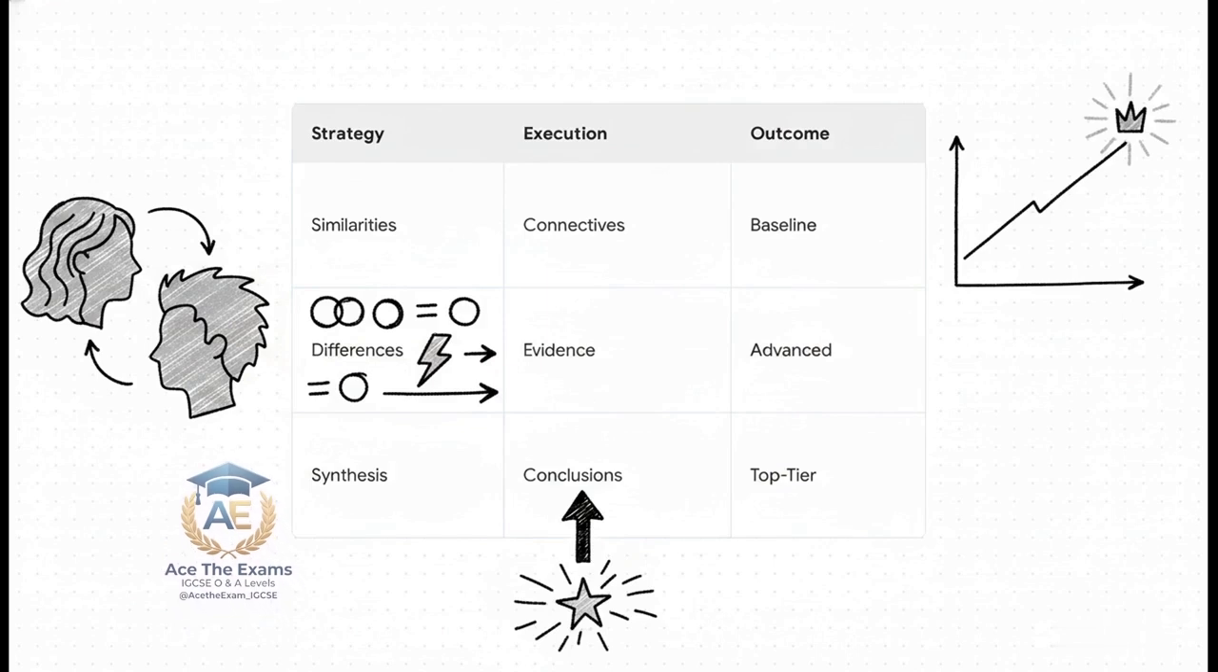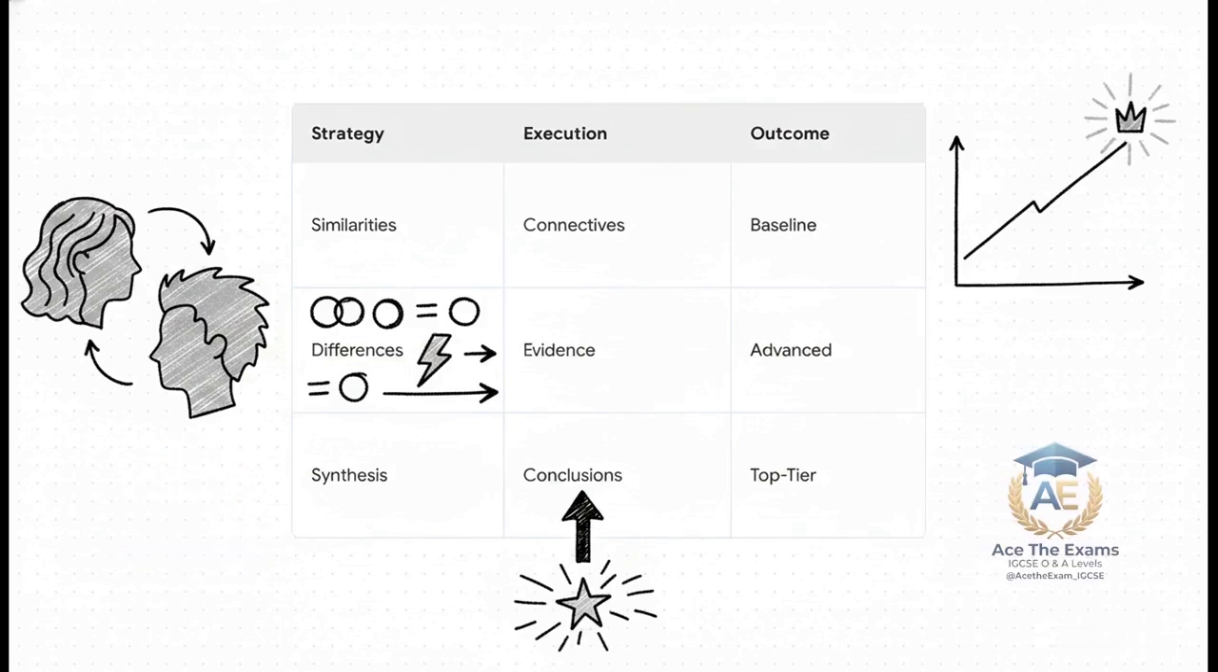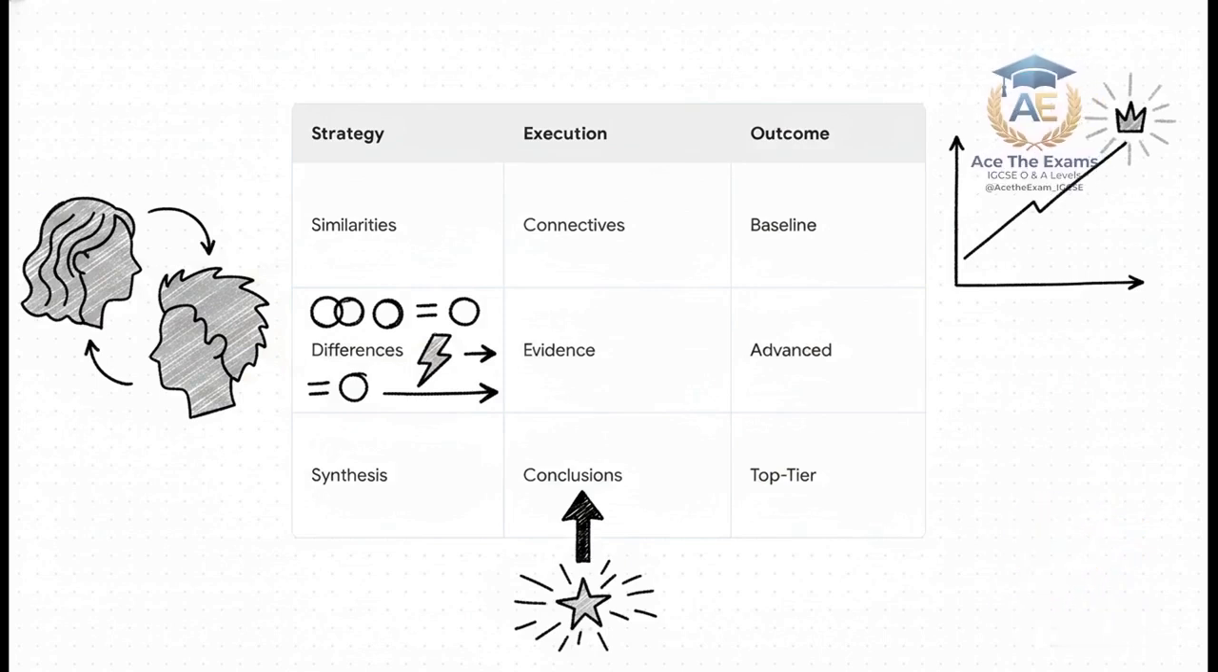But the absolute holy grail? Synthesis. This is where you draw relative conclusions. You don't just say they are different. You evaluate how those differences impact society. You might write something like, while both generations seek respect, the youth demand it through autonomy, whereas the elderly expect it through tradition, creating an inevitable friction that can only be resolved through active community integration. That is synthesis. That is top-tier evaluation. That is how you get an A star.